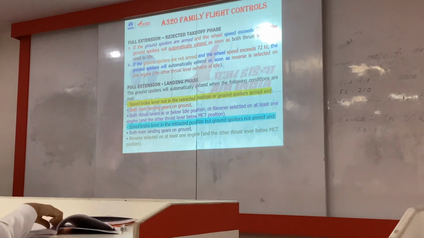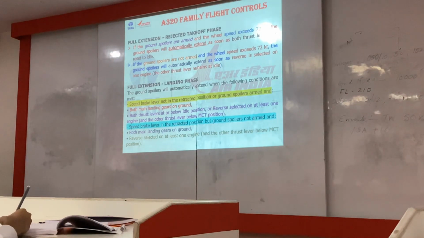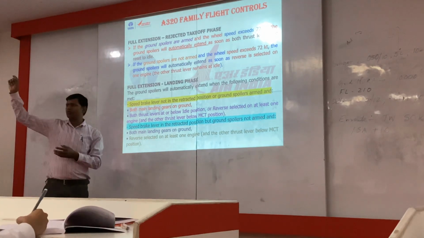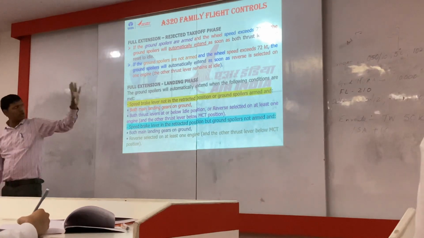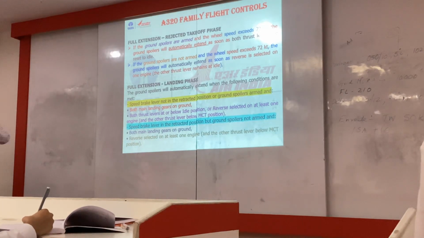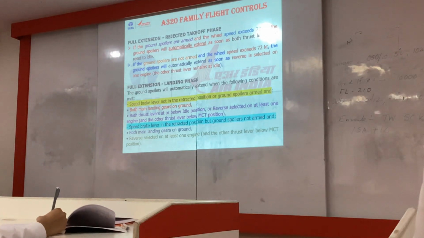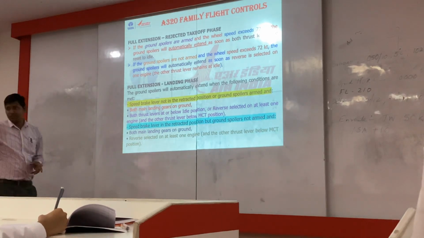If you have armed the ground spoilers and the wheel speed exceeds 72 knots, the ground spoilers will automatically extend as soon as both thrust levers are reset to idle, from reverse to idle. So basically two conditions: my ground spoiler is armed, my speed is more than 72 knots, and my thrust levers are set to idle. These are the conditions when it extends automatically in case of reject takeoff.